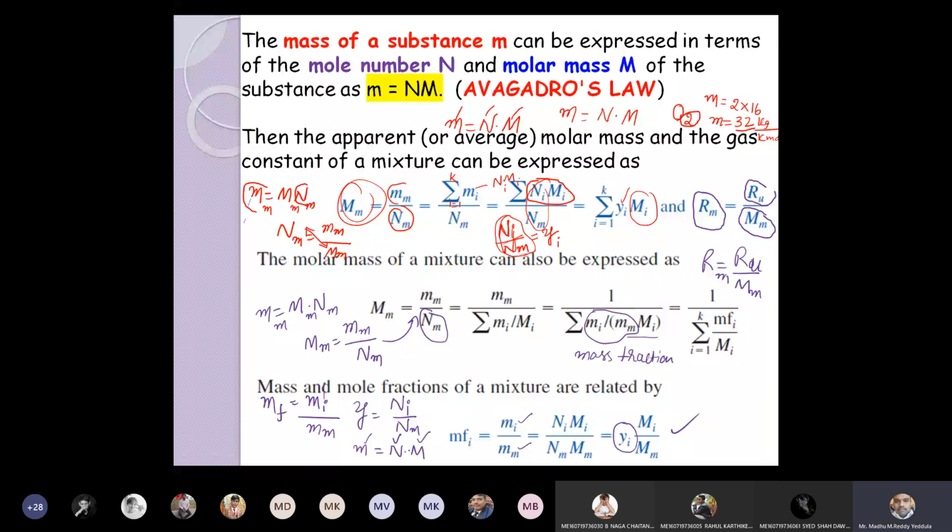Sir, those three formulas are clear, but the calculations are confusing, sir. Yes, that is just interpreting the data only.